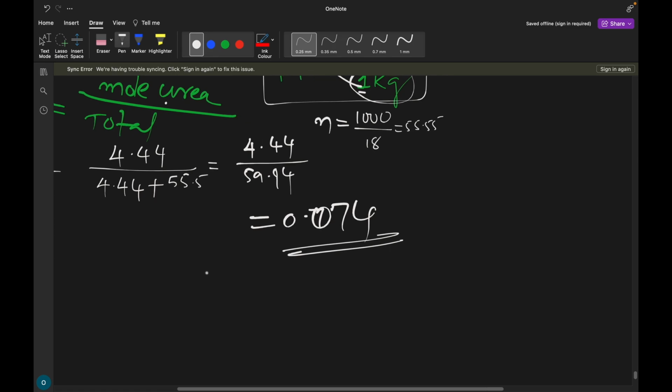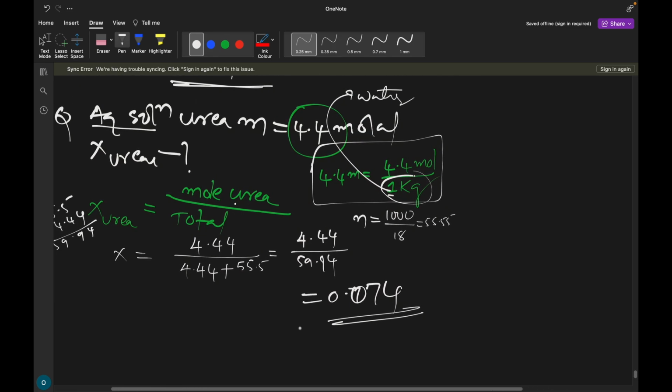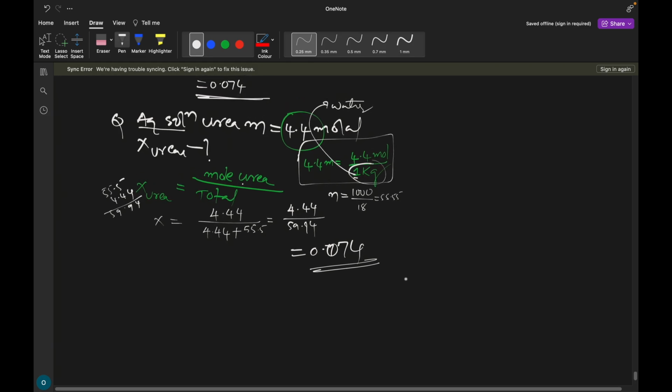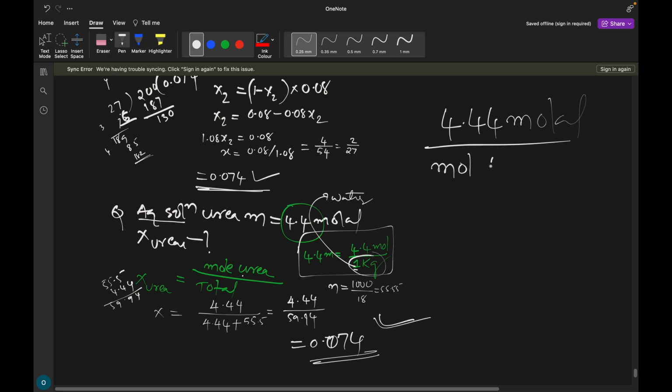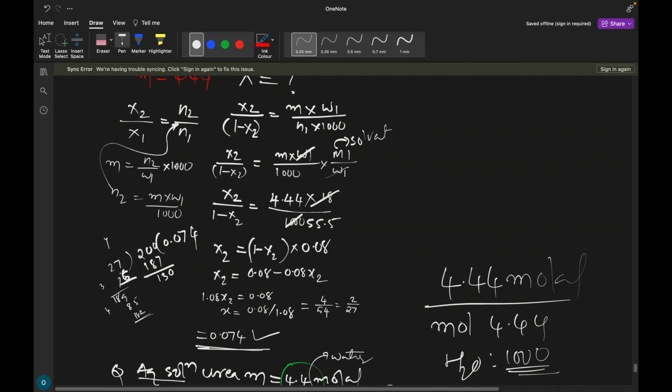Right. So what did we do here? We have done the same thing but in the reverse way. So by doing it like this, the answer comes. If you don't remember this relation, this is another option to do it. But you should be able to understand what a 4.44 molal solution means. Number of moles is 4.44 and weight of solvent is 1 kilogram, that is 1000 grams. Then only you can do it. Otherwise you have to use this formula, then it would be easier.